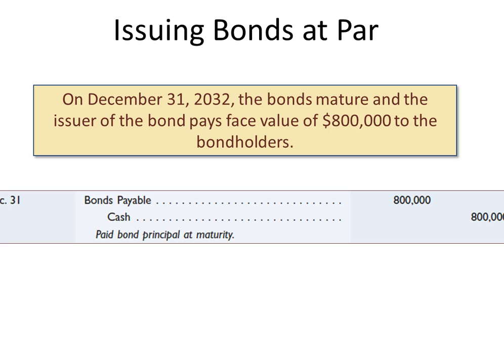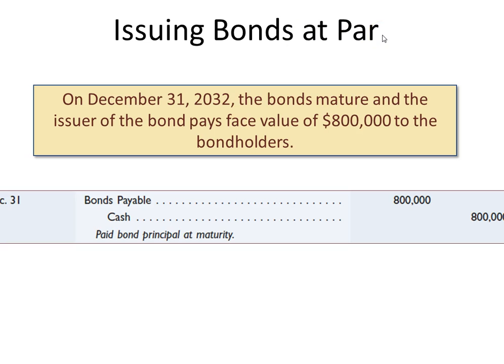Issuing bonds here in December of year 32, they're now buying back those bonds that they issued 20 years earlier. And again, a reduction of cash from the company and now they're reducing their bonds payable. So fairly easy. This is when you're issuing bonds at par.